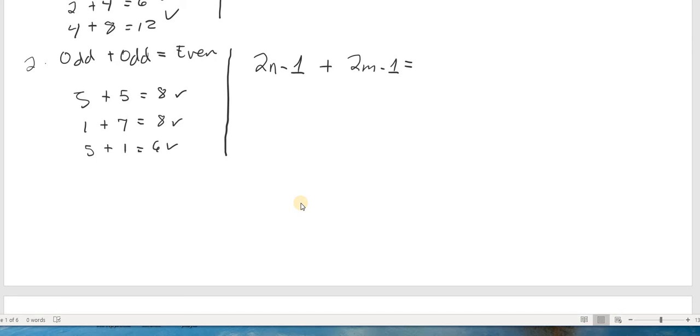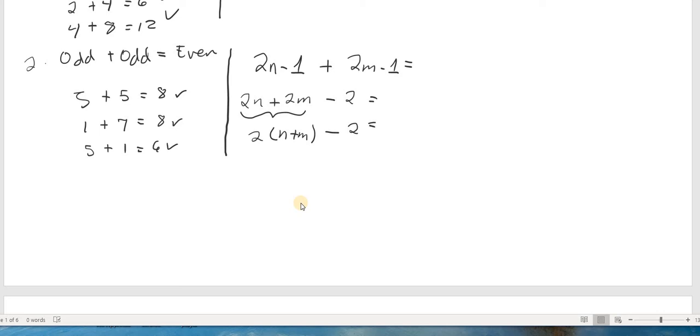Well, like terms, negative 1 and negative 1, if you combine those, that's negative 2. And then 2n plus 2m. What can I do here? They're not like terms, so you cannot add them. But you can factor out a 2 from this part. And if you factor out a 2, what do you have? n plus m. Okay, bring down the 2.